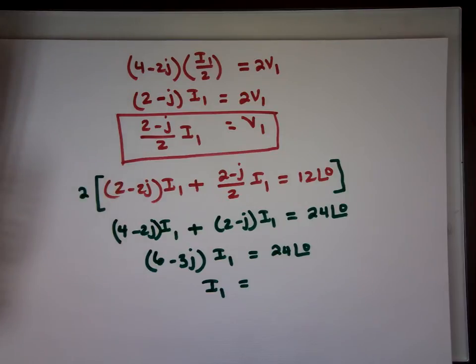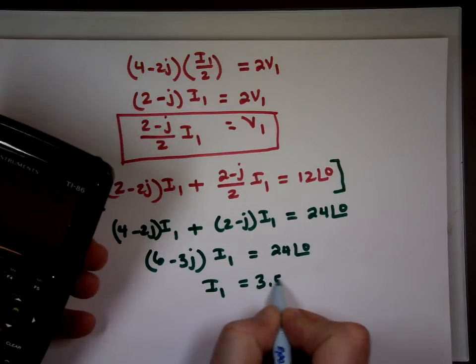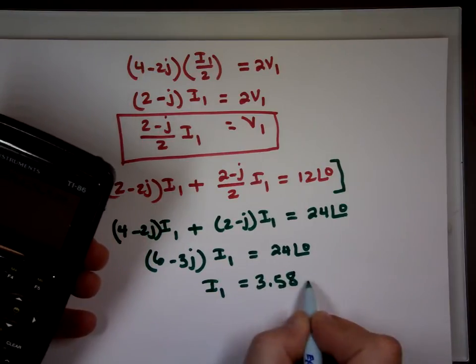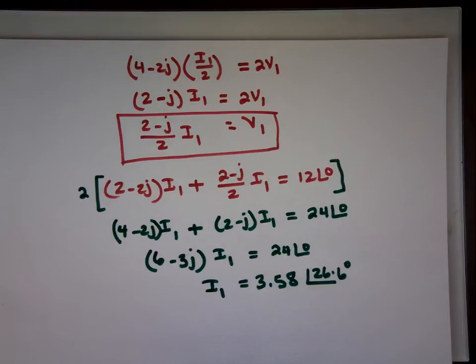Angle 0 divided by 6 minus 3j. And I came up with I sub 1 being 3.58 roughly. Angle what? 26.6?